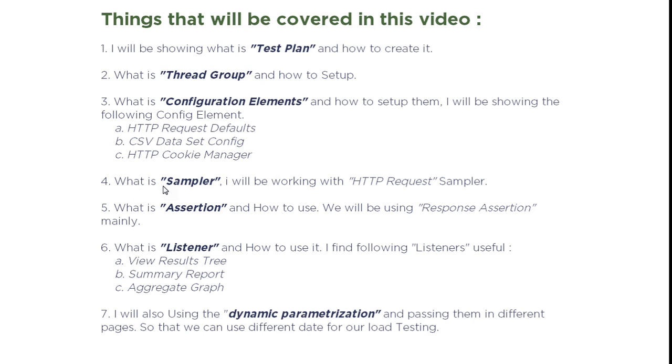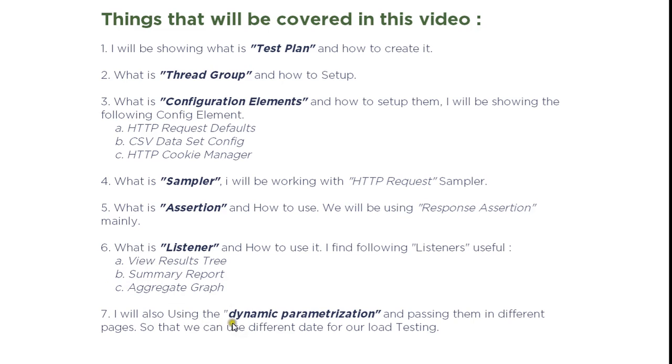Then I'll be showing you what a sampler is. I'll be mostly working on the HTTP request sampler. Then what an assertion is and how to use that, and we will be mostly using the response assertion. Then I'll be showing you the listeners, and I find the following listeners very useful: view results tree, summary report, and aggregate graph.